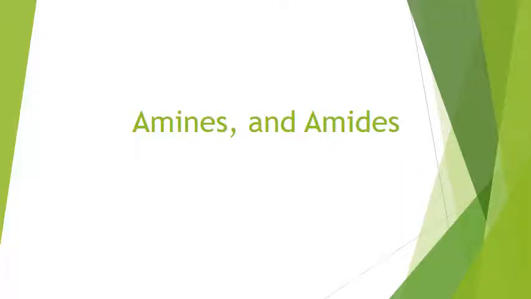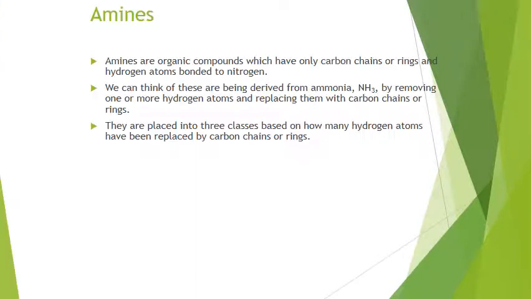Okay, so now we're going to get into proteins, but before we talk about proteins, we're going to talk about another functional group called amines and amides. Amines are organic compounds that have nitrogen in them. They look like ammonia, NH3. An amine is basically an ammonia group that's attached to a carbon.